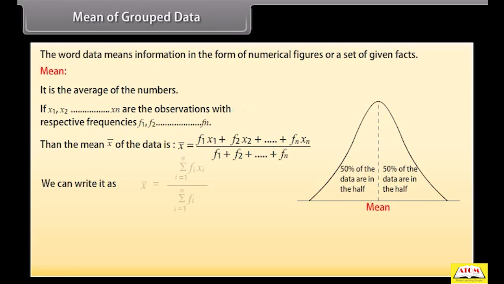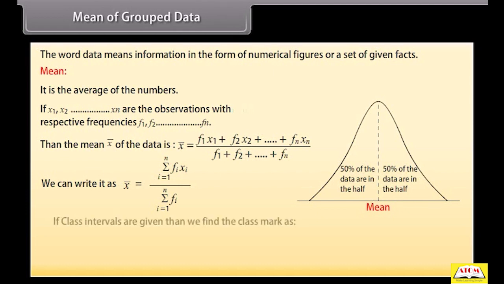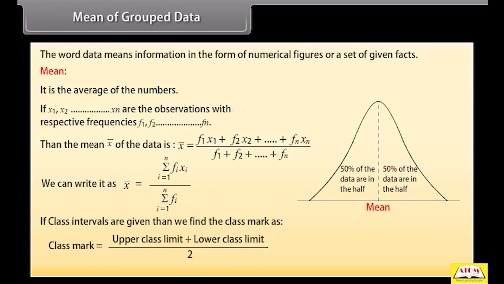We can write it as x bar equals summation from i equals 1 to n of the product of fi and xi, divided by summation from i equals 1 to n of fi. If class intervals are given, then we find the class mark as class mark equals upper class limit plus lower class limit by 2. For each class interval, we use class mark as xi in the above given formula.